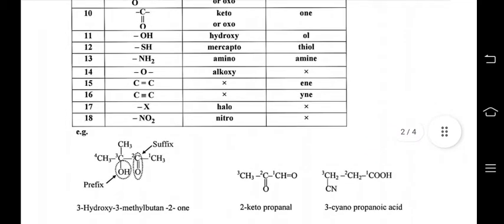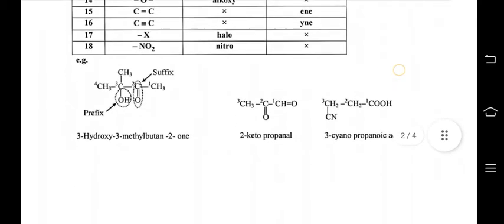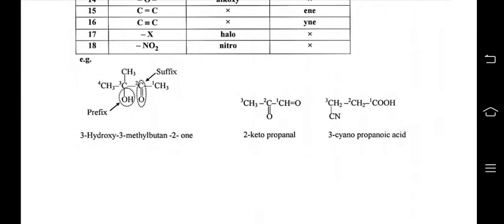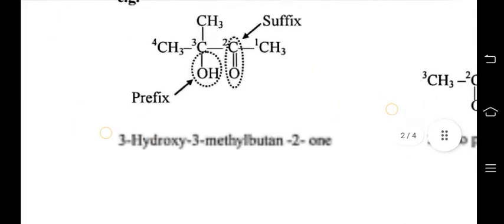In case of the OR group, alkoxy group, double bond group ene, triple bond group yne, halogen, halo, nitro group is nitro. The halo and nitro are always in the form of prefixes. Here are the examples given here. Here two functional groups are there.